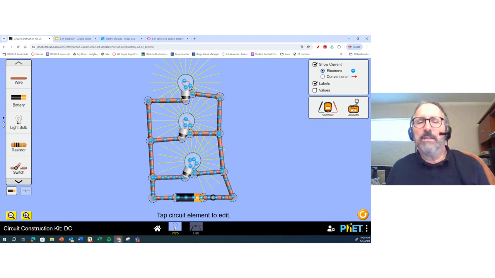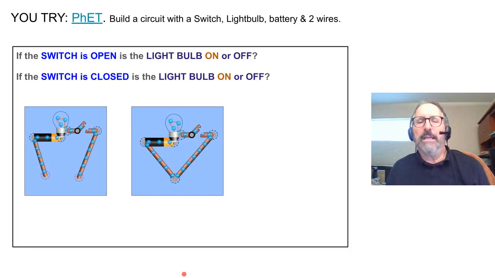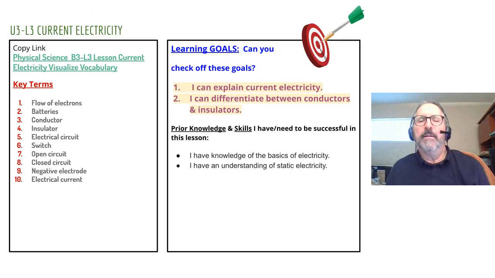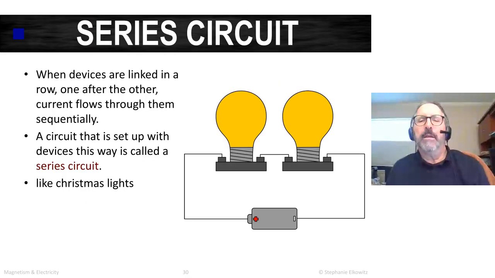All good here. Okay, so let's take a look at the assignment, what we talked about today, just in review. So a series circuit, they're all linked in a row, one after another. The circuit is set up with the devices in a way that it's called a series, like Christmas lights, in a series like a series of books. You read them in order. Okay, these two in a series, they go through each other.